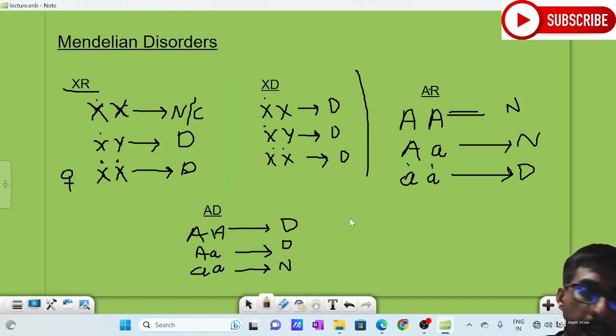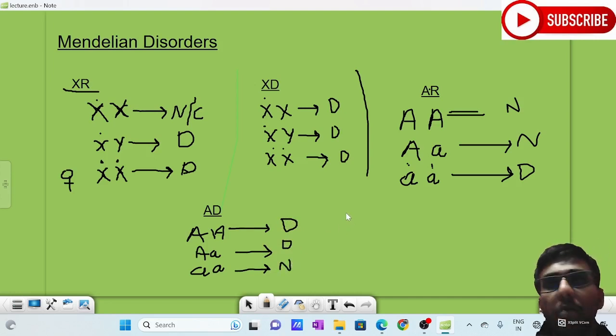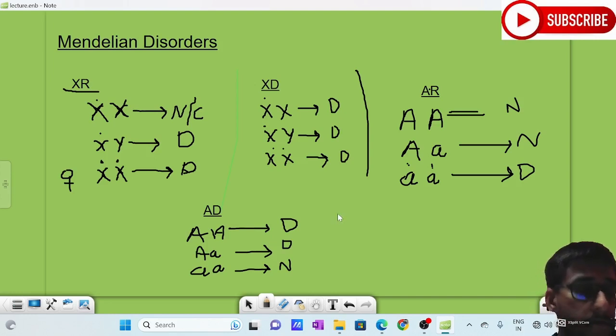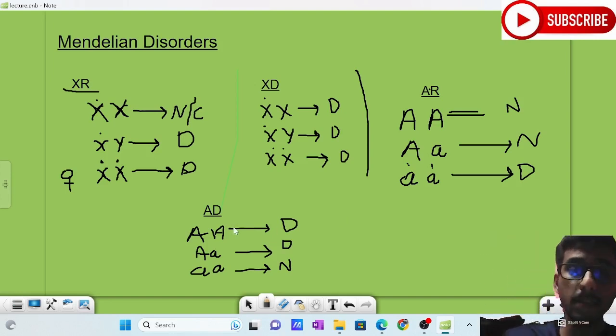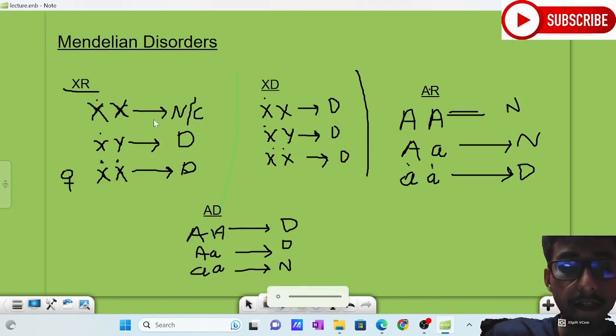Okay, some of the examples of autosomal dominant disease are Marfan syndrome, achondroplasia, polydactyly, brachydactyly, etc. These are the examples of autosomal dominant diseases. Actually, it is not mentioned in your textbook. I have just said it. And also neurofibromatosis. I am saying this because if you are going through the questions, sometimes you will get to know about the disease names.